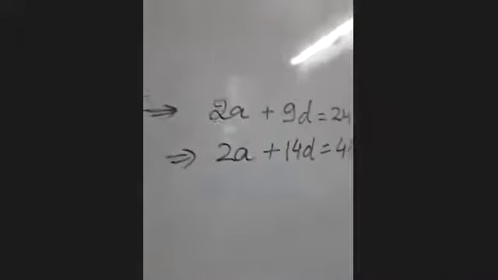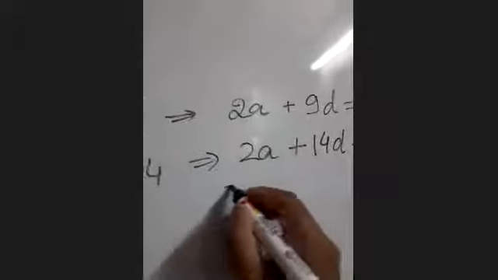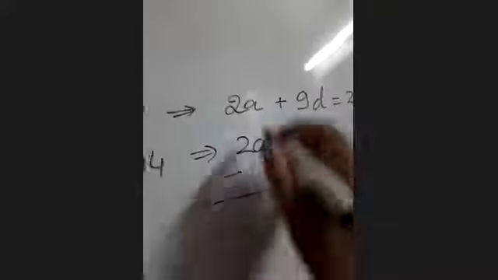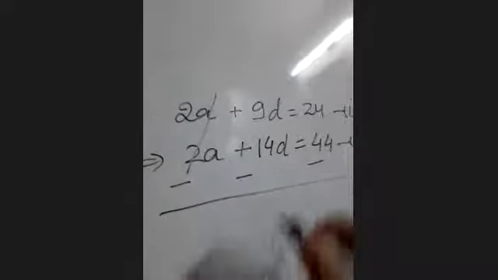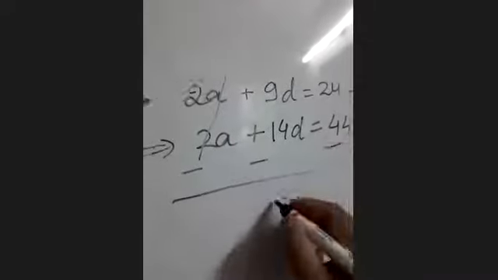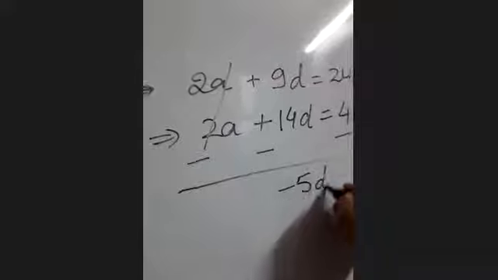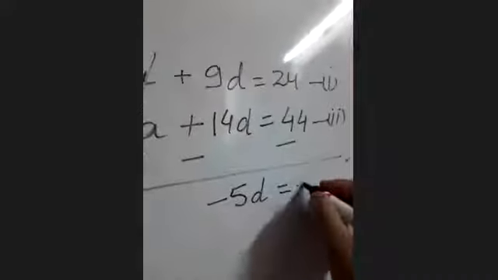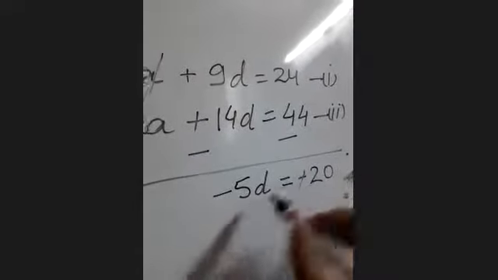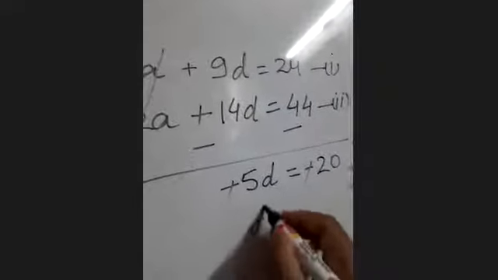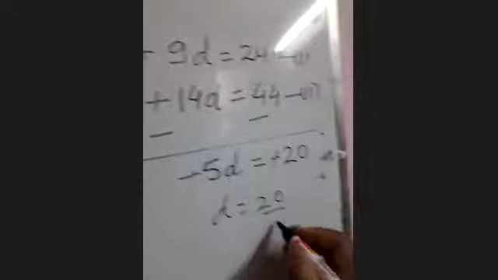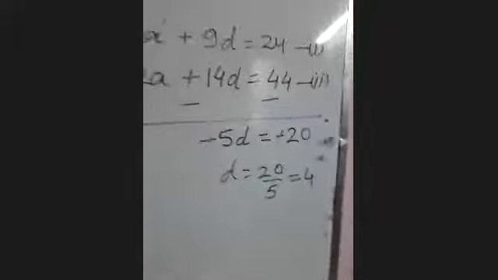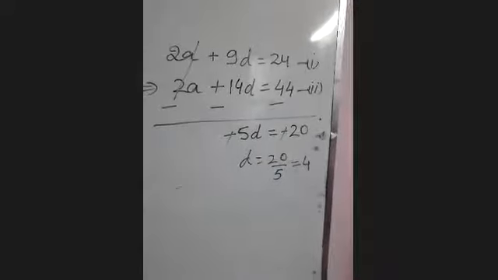So equation number 1 and 2 can both be subtracted, so I am subtracting here. 2A and 2A will cancel. Now 9D and 14D, it will be minus 5D, and 24 and 44, so the difference will be minus 20. D will be 20 upon 5, so that is 4. We have the common difference as 4. Got it now?